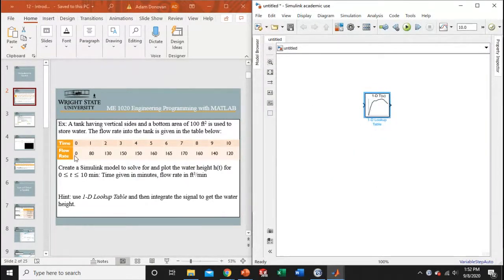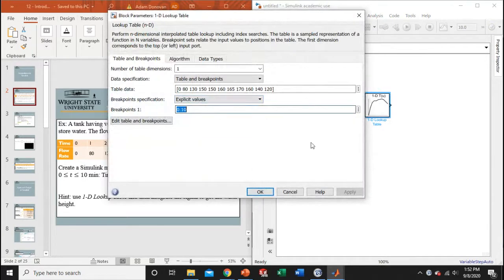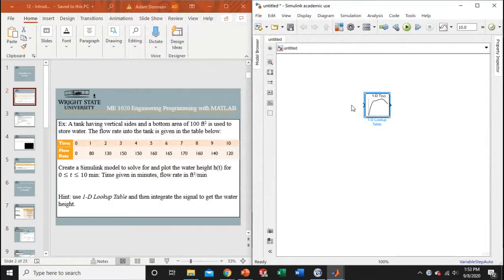Now I know what the flow rate with respect to time is, so I'm going to need to use my time vector somewhere. My X data is in minutes. So let me grab the clock, which, remember, is the time vector. It outputs the time as you go. My goal is, as this time simulates from 0 to 10 minutes, so I'm going to have to change my end time here, it will read in from this table what your flow rate is at that given time.